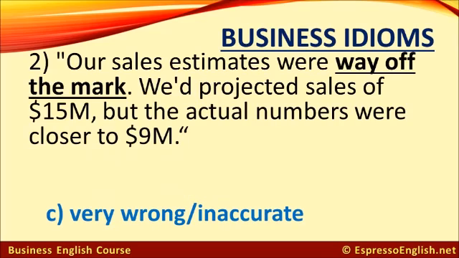Way off the mark means C, very wrong or inaccurate. This idiom comes from the sport of archery, where arrows that do not hit the target are said to be off the mark. The word way means very, so way off the mark means very inaccurate.